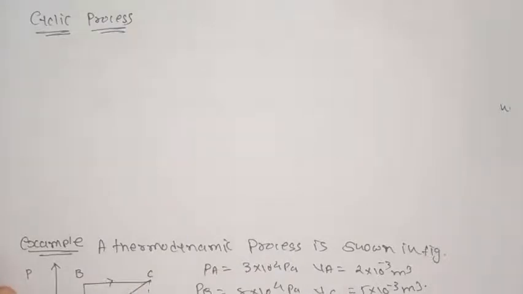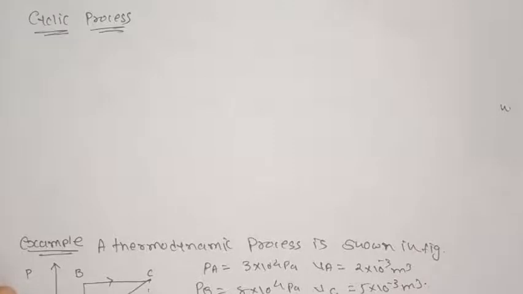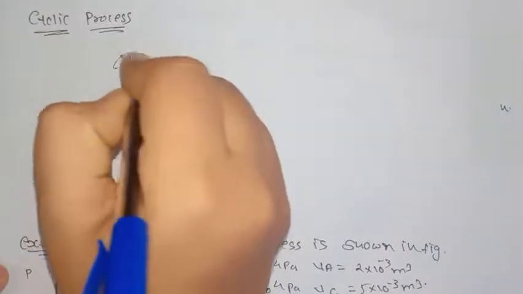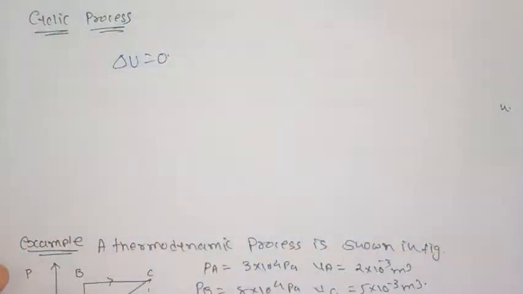A process that eventually returns a system to its initial state is called a cyclic process. Since the final state is the same as the initial state, delta U will be 0 for the cyclic process.